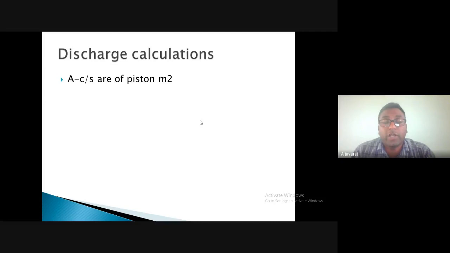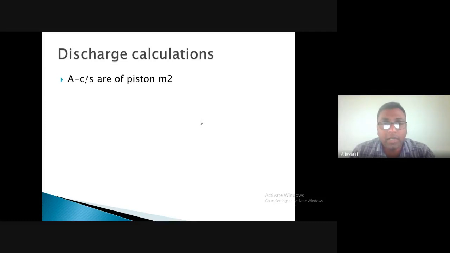So let us try to find out the discharge from the reciprocating pump. The discharge depends on the volume. The discharge is nothing but the volume flow rate. The volume of the fluid discharged directly depends on the volume of the cylinder. So we are more interested in the size or the specifications of the cylinder.